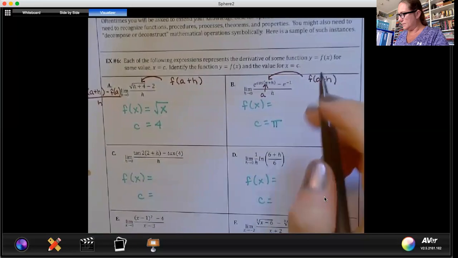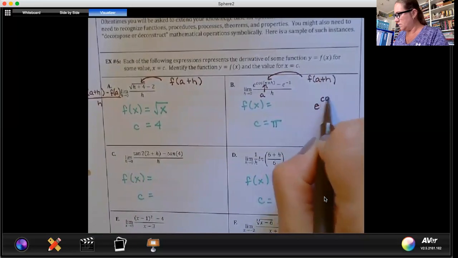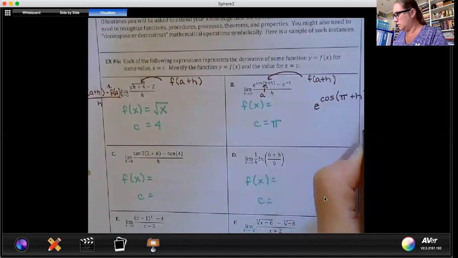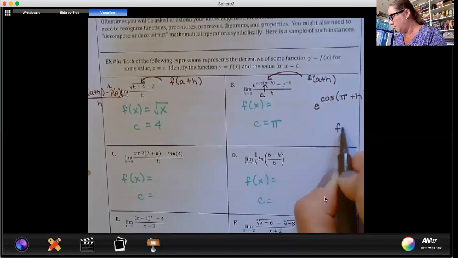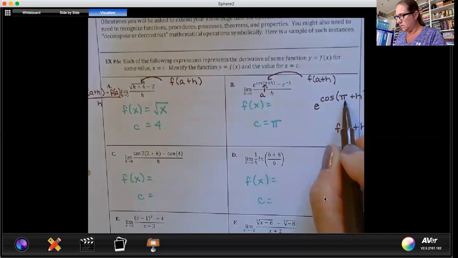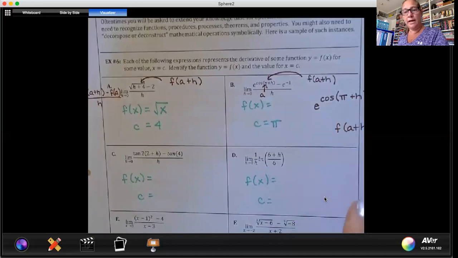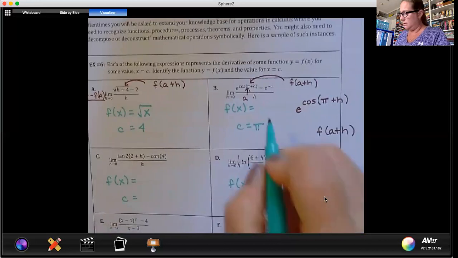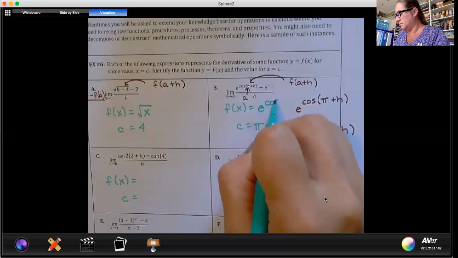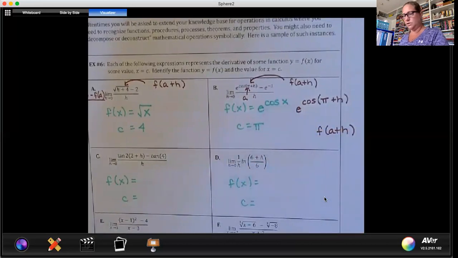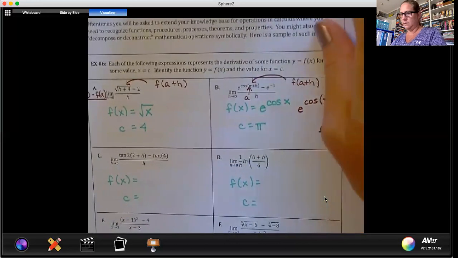So what makes e to the cosine of pi plus h look like f of a plus h? Well, we know that a is your number, so a plus h. So a plus h goes in for x. If a plus h goes in for x, then your function is e to the cosine of x. E to the cosine of a plus h, e to the cosine of pi plus h. If you want to pause and try a little bit of these on your own, you're welcome to do so.